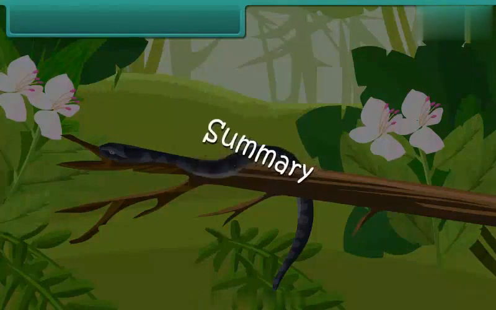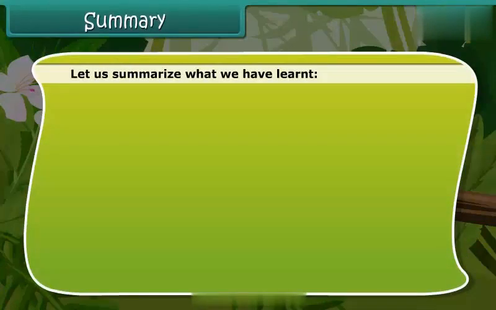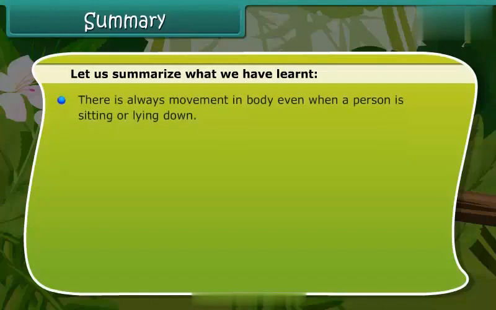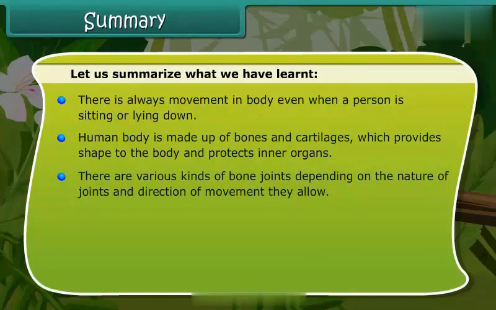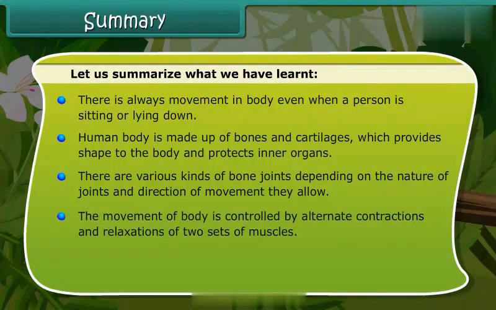Summary. Let us summarize what we have learnt. There is always movement in the body even when a person is sitting or lying down. The human body is made up of bones and cartilages, which provide shape to the body and protect inner organs. There are various kinds of bone joints depending on the nature of joints and direction of movement they allow. The movement of the body is controlled by alternate contractions and relaxations of two sets of muscles.